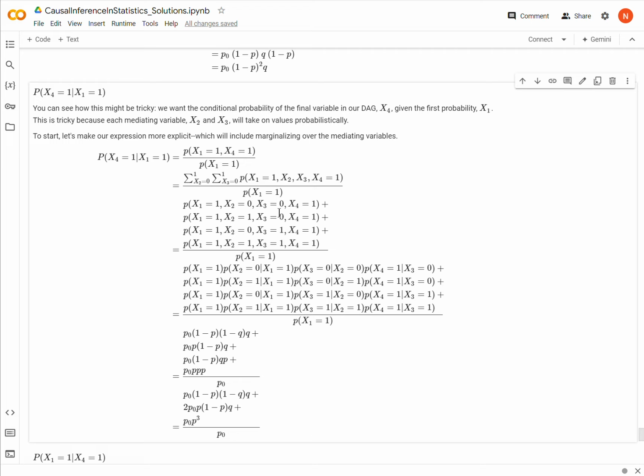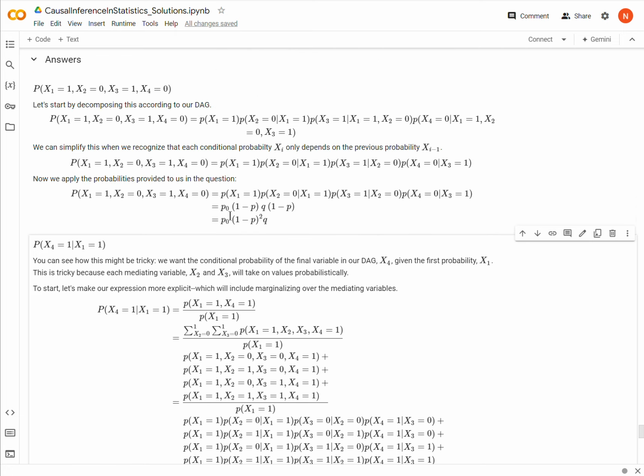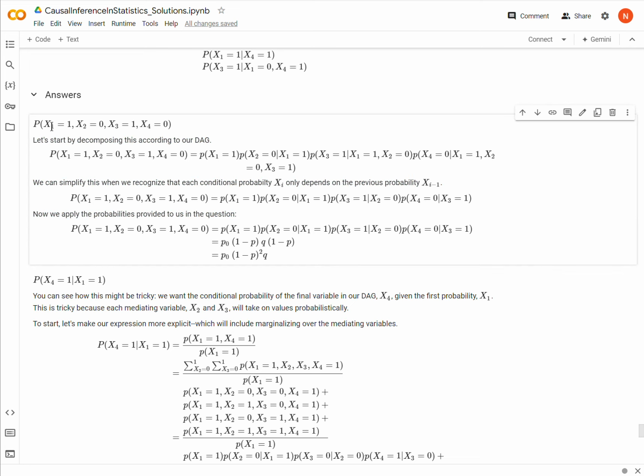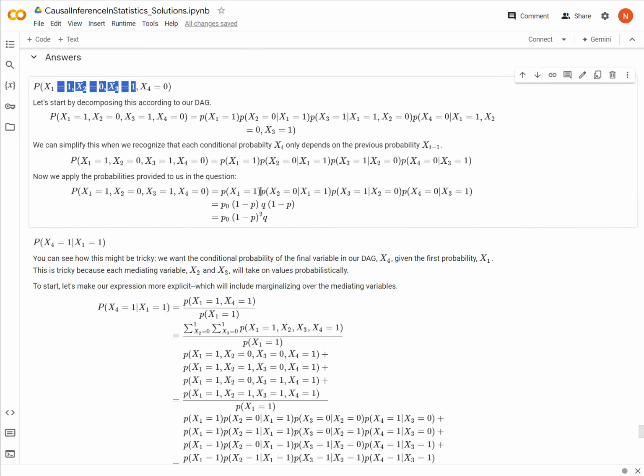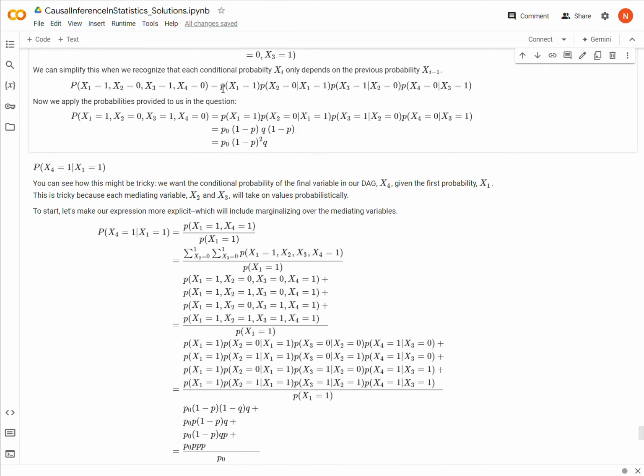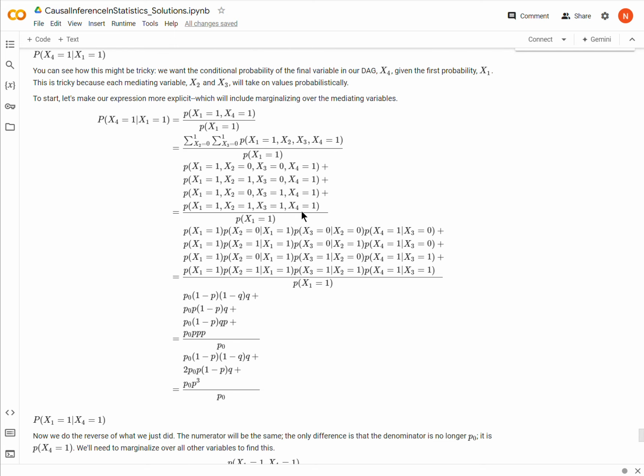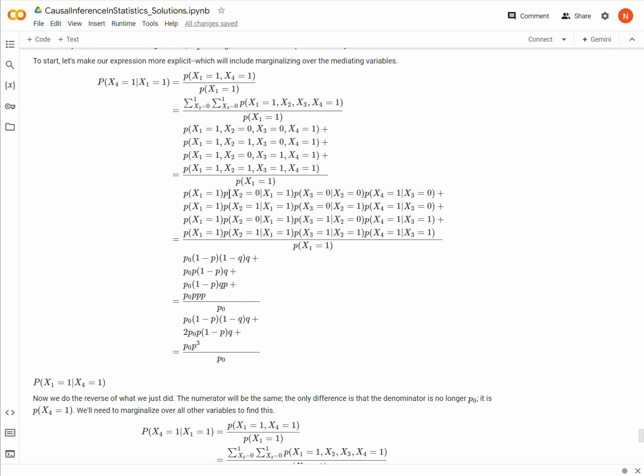So we have 0, 0, 1, 0, 0, 1, 1, 1. Okay? So now we have these joint probability distributions that, again, we can decompose in a very similar fashion to what we did in the first part, where we basically try to mirror the causal structure implied by the DAG. Okay, so you can see how I've done that here. Each one of these joint probability distribution terms has this chain of probabilities corresponding to it.